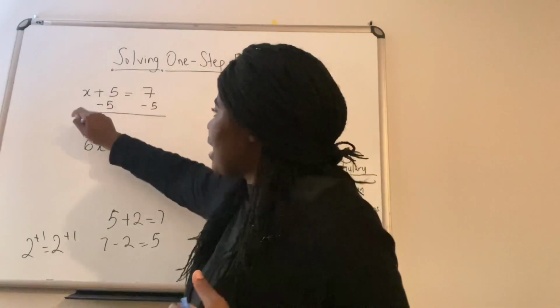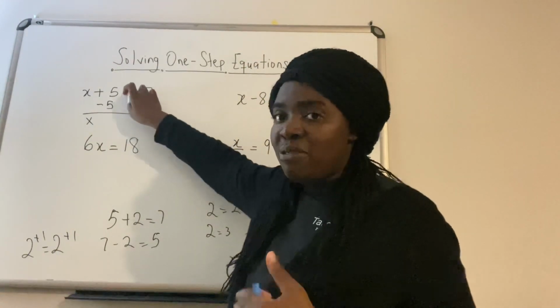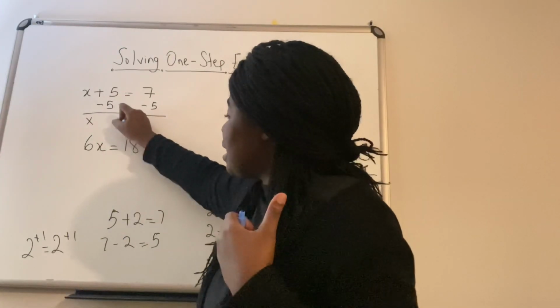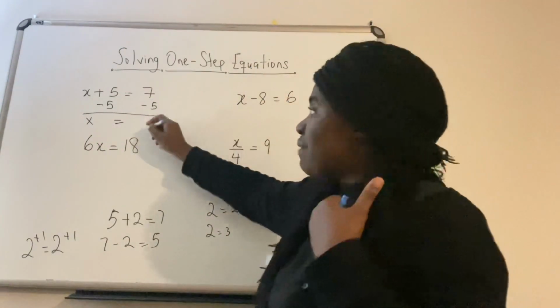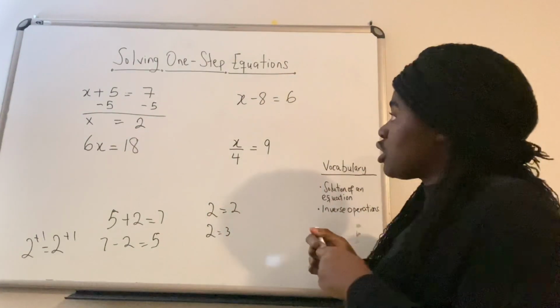And then here I have x. The x comes down. This is plus 5 minus 5. 5 minus 5, right, is 0. So I don't need to put anything here. And then this is equal to 7 minus 5 is 2. So the answer here is 2. All right, the solution is 2.